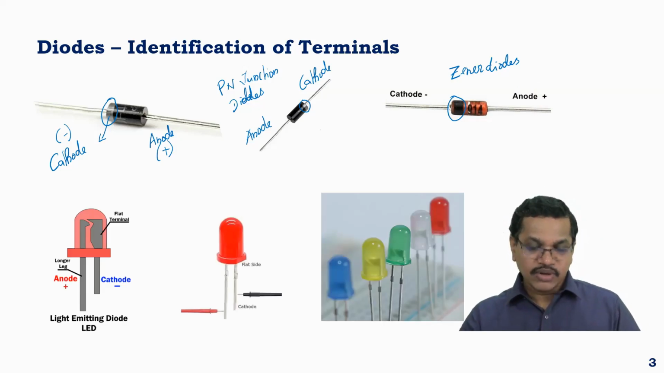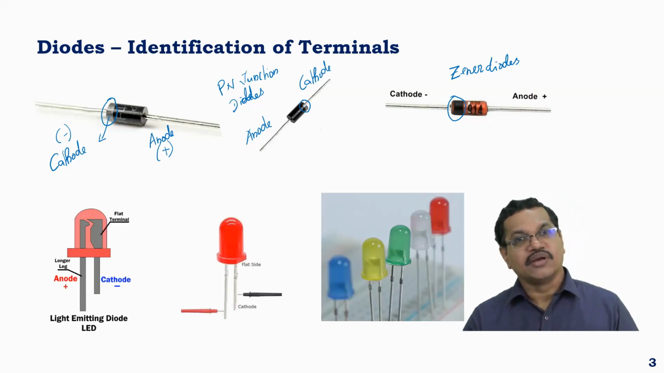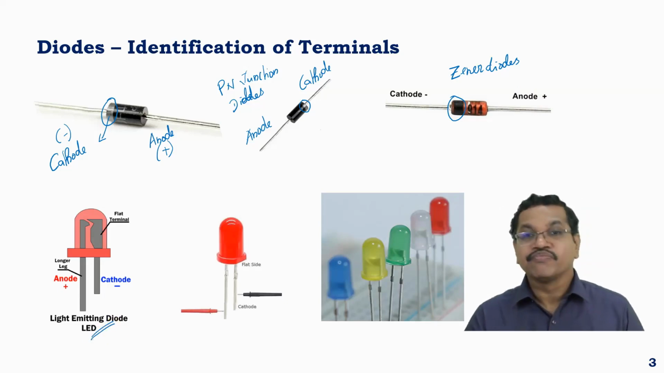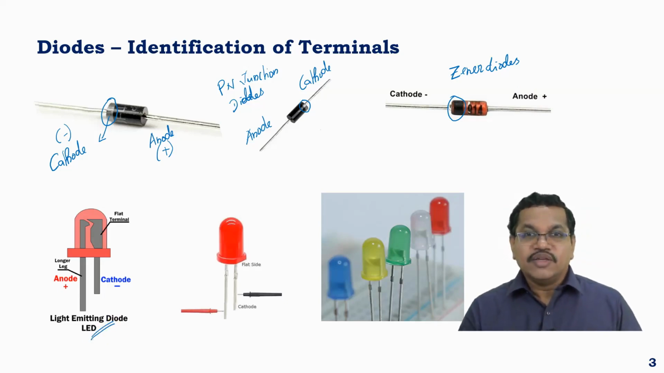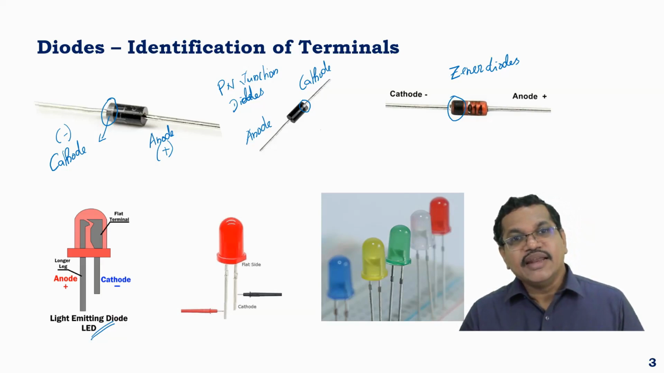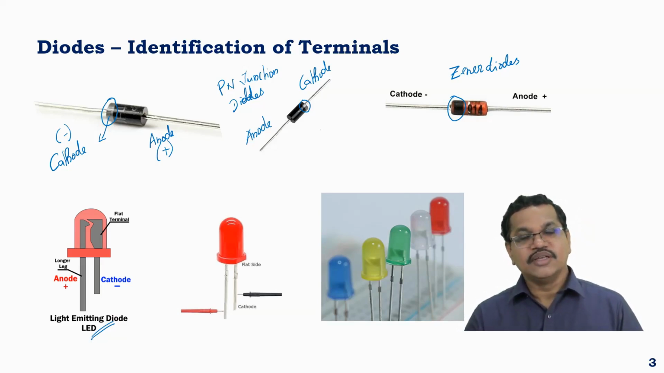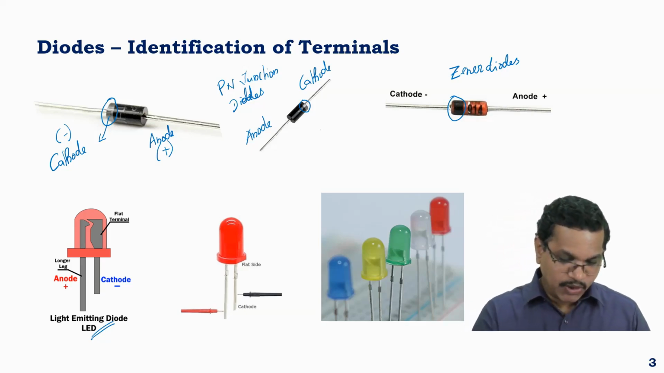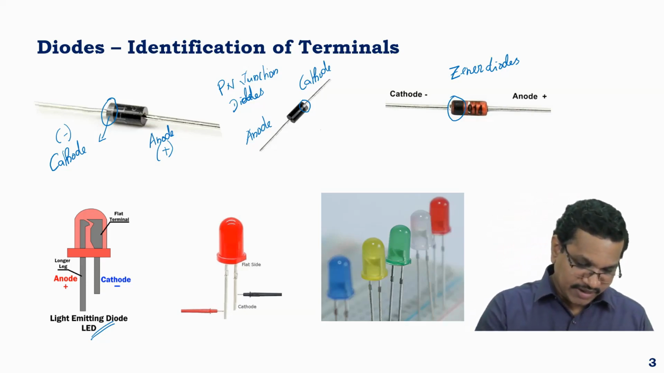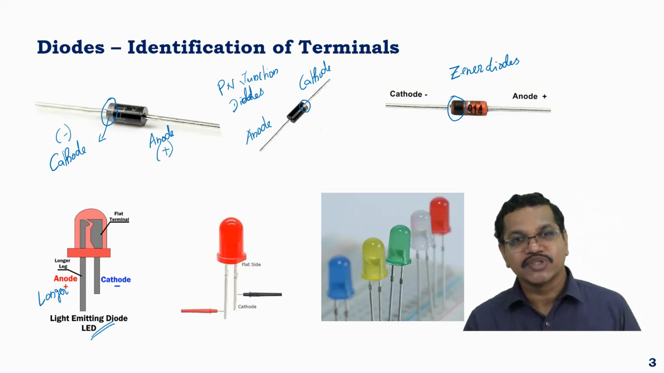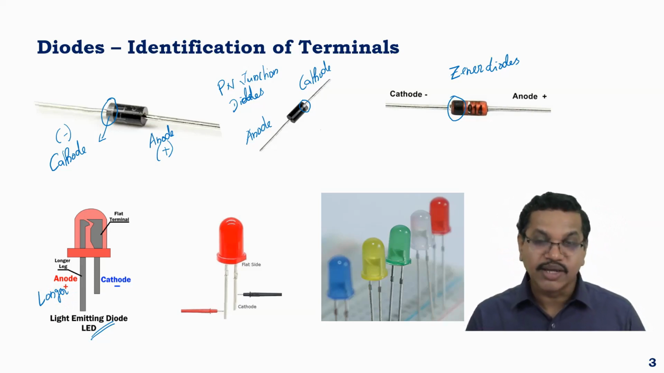Another category of diode is the light emitting diode, or abbreviated as LEDs, light emitting diodes. If you go to a shop and get an LED, get any color of LED. If it's a fresh LED, you will have longer lead. A longer lead will correspond to anode. But if the LED is going to become a bit old, or if somebody has cut the leads, then it becomes a bit difficult to identify the terminal.